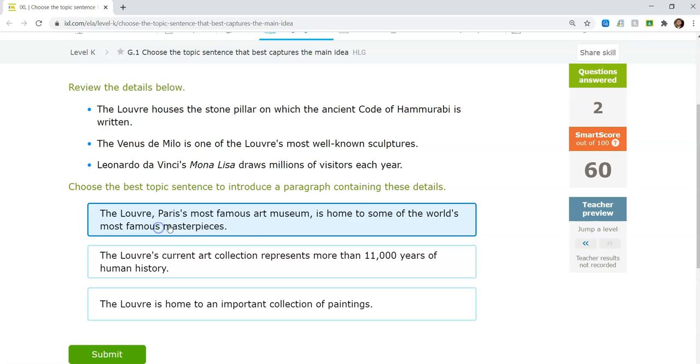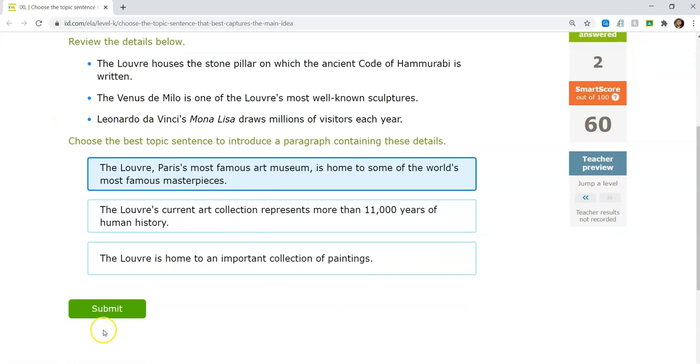So let's see what they are. The Louvre, Paris' most famous art museum, oops, I didn't mean to click that, but is home to some of the world's most famous masterpieces. This seems like it might be good because it's talking about famous masterpieces. The Louvre's current art represents more than 11,000 years of human history. I don't see anything about how long it's been. The Louvre is home to an important collection of paintings. There's a sculpture here though, and this is something that's written, so that one's out. So it is that first one.